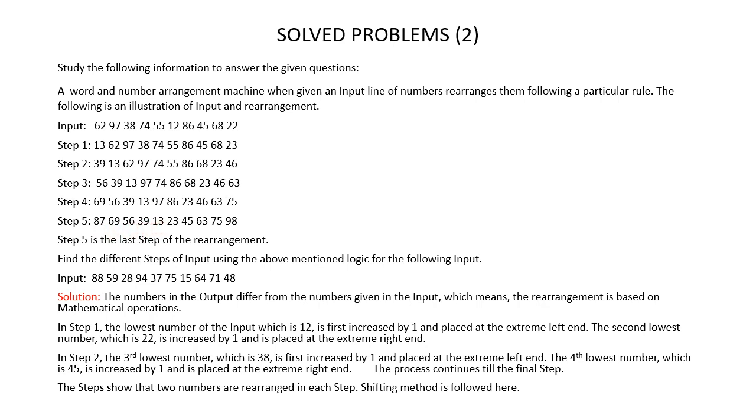Similarly, at the right end, you can see that the rearrangement of numbers is in the order 23, 46, 63, 75 and 98. And as you can see here, the rearrangement of numbers is done in the reverse order as is given in the output. It's not from 98 to 23, it's in the reverse order from 23 to 98 in the output. These two reasons show that shifting method is being followed both at the left end and the right end in the steps.